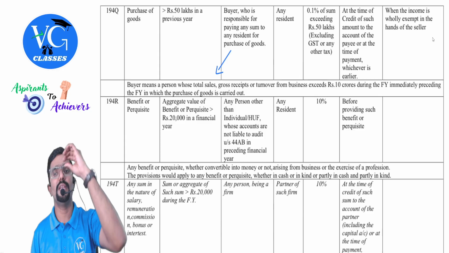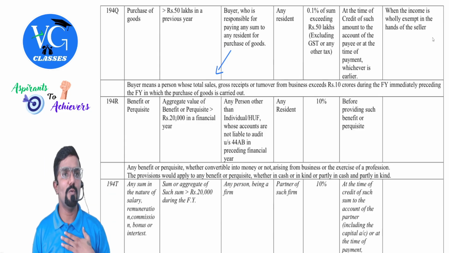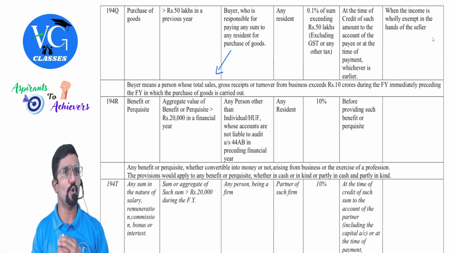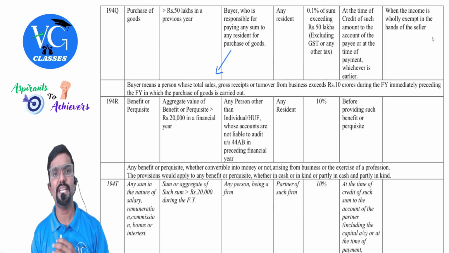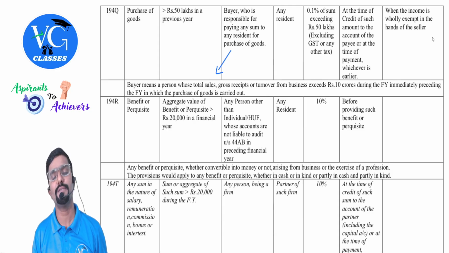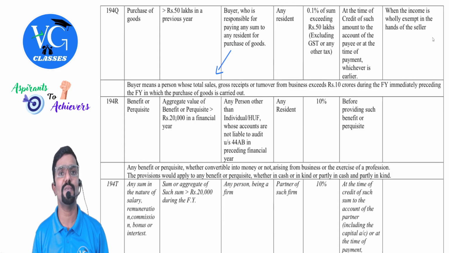Okay, one more thing, listen. I am the buyer who has purchased goods worth 80 lakh in the current year, but my last year business turnover was 8 crore. Should I deduct TDS in the current year? No. 194Q is not applicable for me. Why so? Because last year business turnover was less than 10 crore.